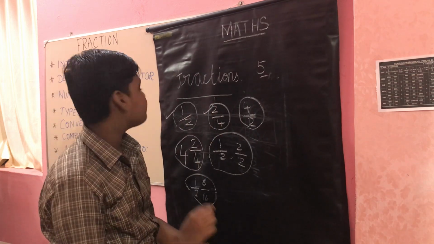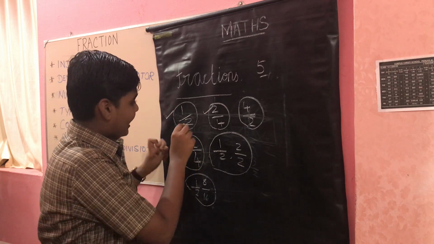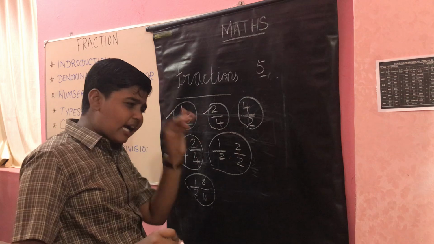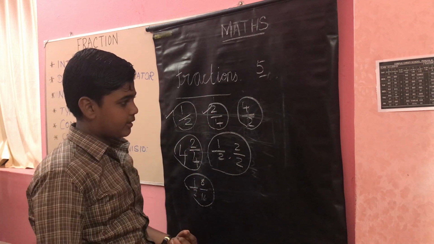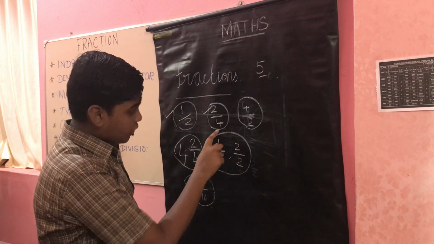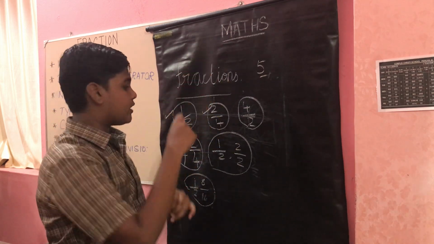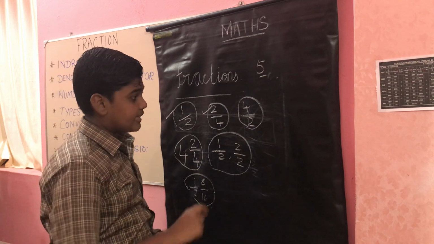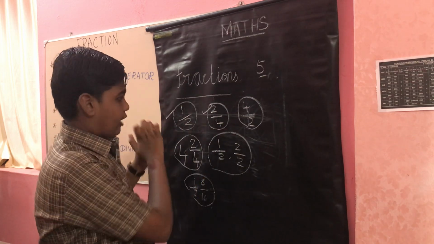Do you know how? Because this numerator has a smaller value than the denominator. Look at here, it's 2, but this is 4. The denominator must have bigger value than the numerator. Then it is known as proper fraction. Okay, so these two are proper fractions.